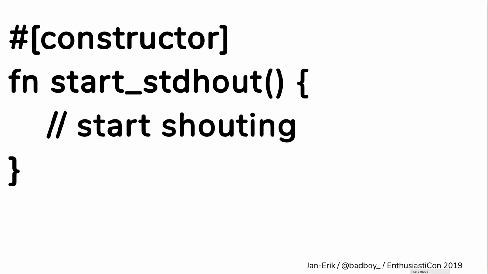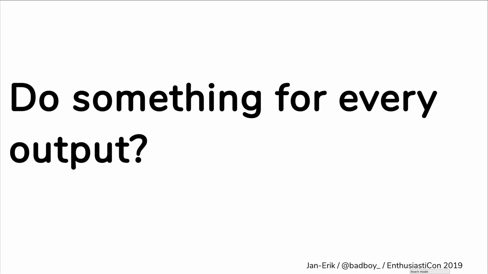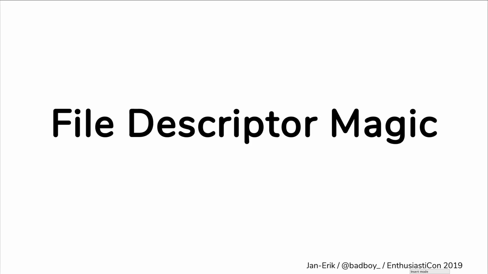So let's write a constructor function. We mark it with the constructor attribute, slightly different syntax here. And then we start shouting. But this middle part, what do we actually do there? We saw the shouting part, but we still need to handle the output from our application. So how do we do something for every output that we get from some other application? Well, we also learned about that before. We can use some file descriptor magic. We can close and reopen and redirect these file descriptors as needed. And standard out of our application is just a standard file descriptor, so we can replace that.